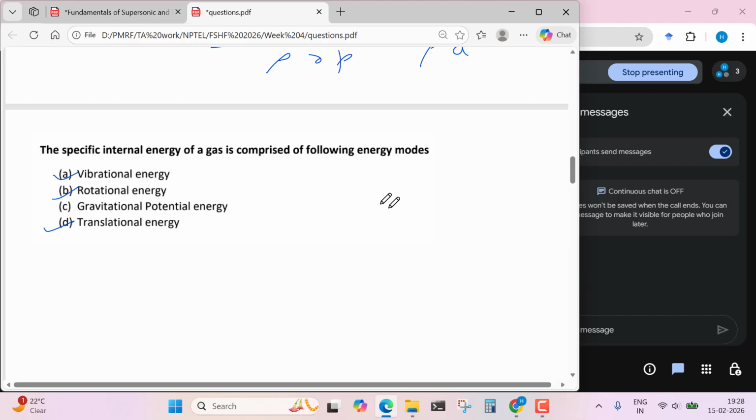So let's say there is one gas, it has molecules, so it can move to other places, so it will have translational energy. It can rotate about its own axis, that's why it will have rotational energy. And its molecule can vibrate on its axis, that's why it will have the vibrational energy.